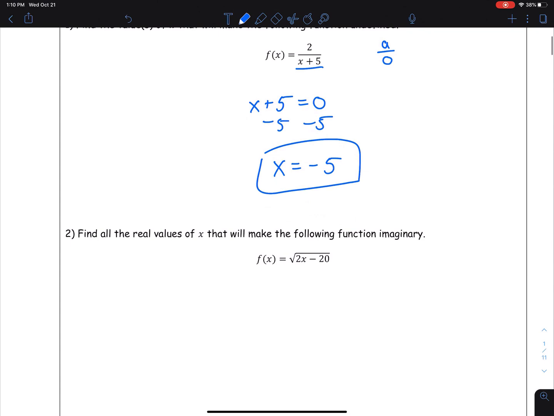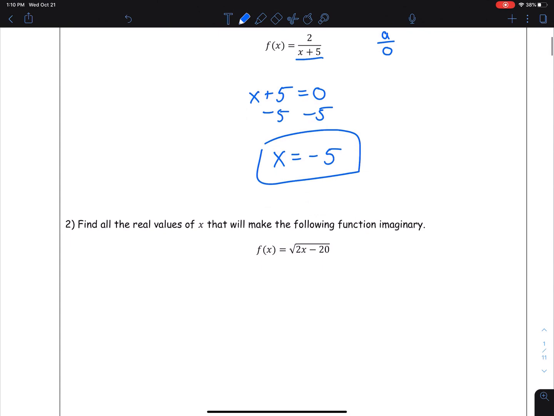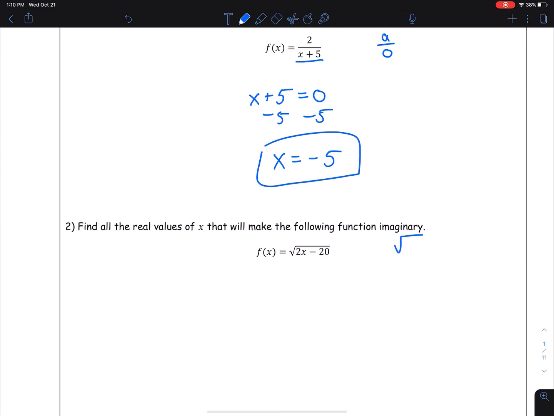And for number 2, find all the real values of x that will make the following function imaginary. Remember, imaginary is when it simplifies to a negative number inside the radical. So 2x minus 20, if it's going to be a negative number, you don't just want to set it equal to a negative number. We want to use the overarching rule. So it would have to be less than 0. So 2x minus 20 is going to have to be less than 0.